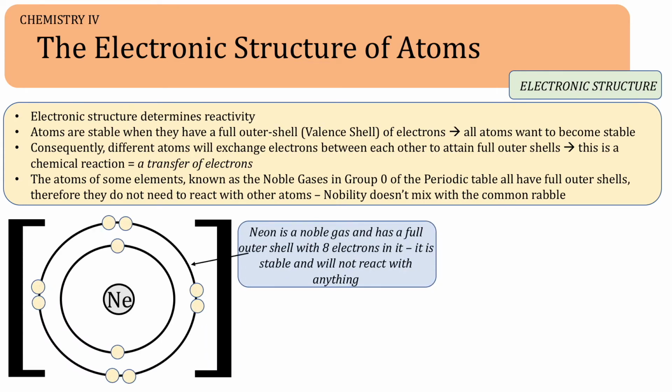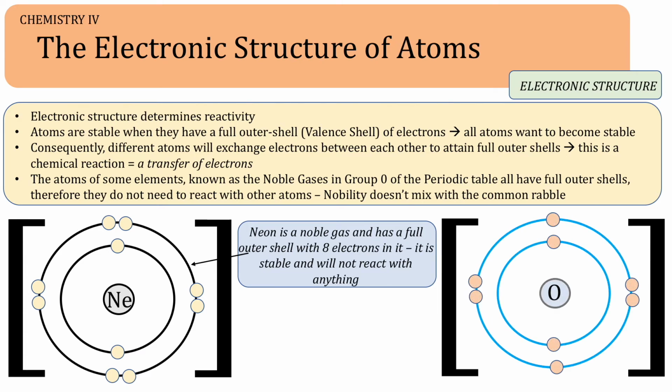So the atoms of some elements, known as the noble gases in group 0, something like neon you can see here, they all have full outer shells already. Therefore, they don't react with other atoms, right? He doesn't need to gain or lose any electrons to have a full outer shell because he already has it. We call these noble gases because, of course, nobility does not mix with the common rabble. So here we can see neon gas. It's got a full outer shell. It's not going to react with anything.